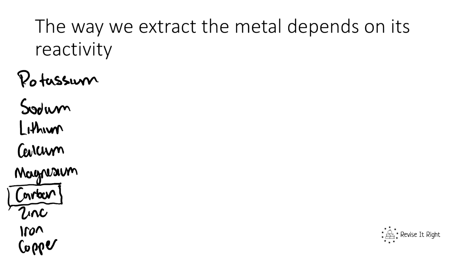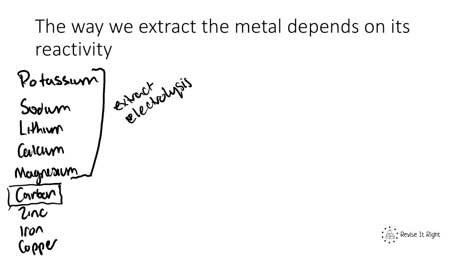Now, the way we extract the metal from its ore and from its metal oxide very much depends on its reactivity. And this is why I started talking about the reactivity series at the start of this video. Elements that are more reactive than carbon, so these elements here, we can extract using something called electrolysis. Okay, and we will come across electrolysis and I'll talk about it in future videos. But for elements that are more reactive than carbon, we extract them from their ore using electrolysis. However, electrolysis is very, very expensive, and therefore if we don't have to use it, we won't use it.